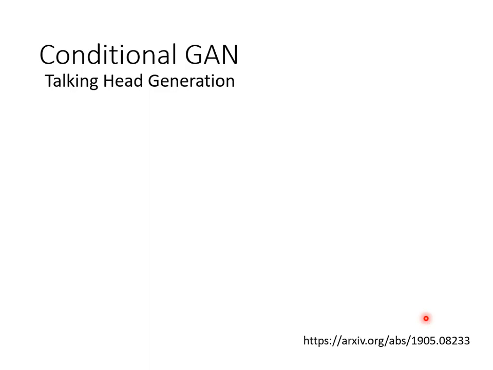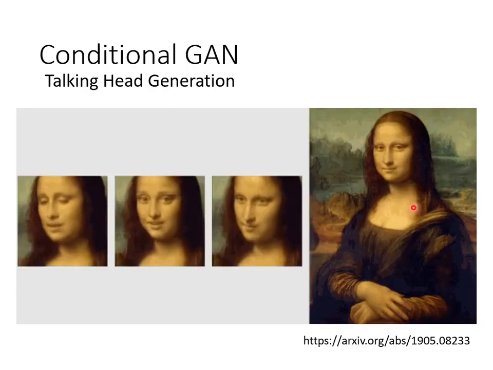Recently, the most amazing application of conditional GAN is to make pictures alive. We know in Harry Potter, the portraits are alive and they can talk. Samsung made a similar application with GAN. Given a picture, for example, the portrait of Mona Lisa, then you can make Mona Lisa speak. This is one of the applications of conditional GAN. I put the paper link here.